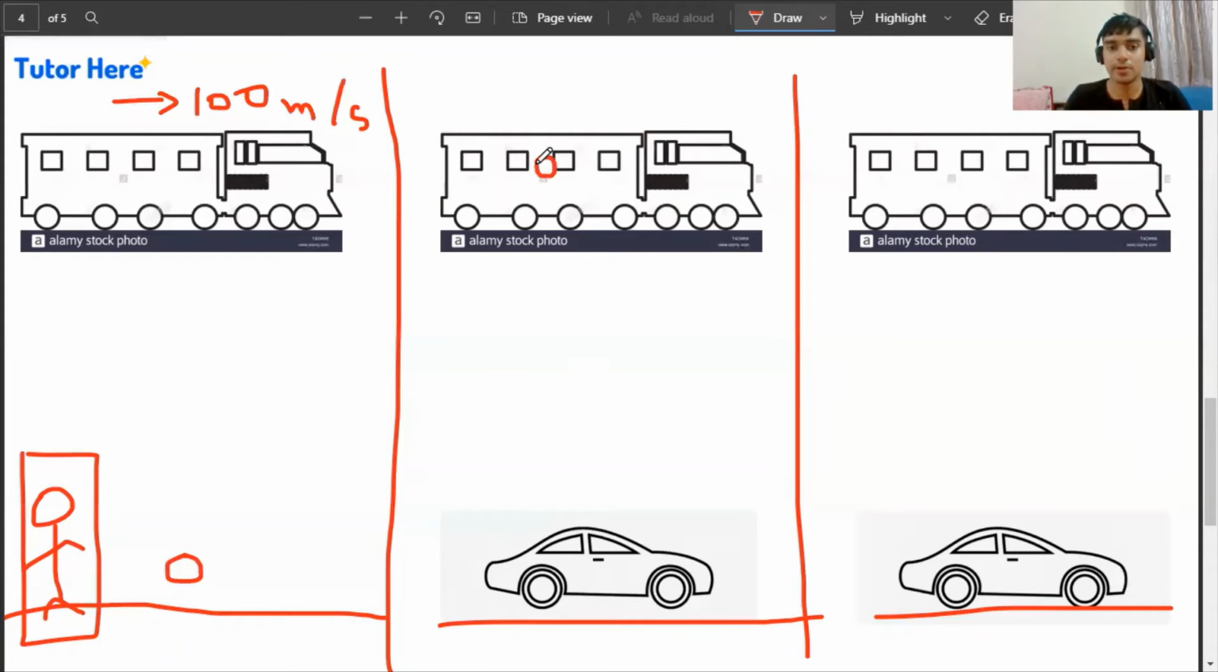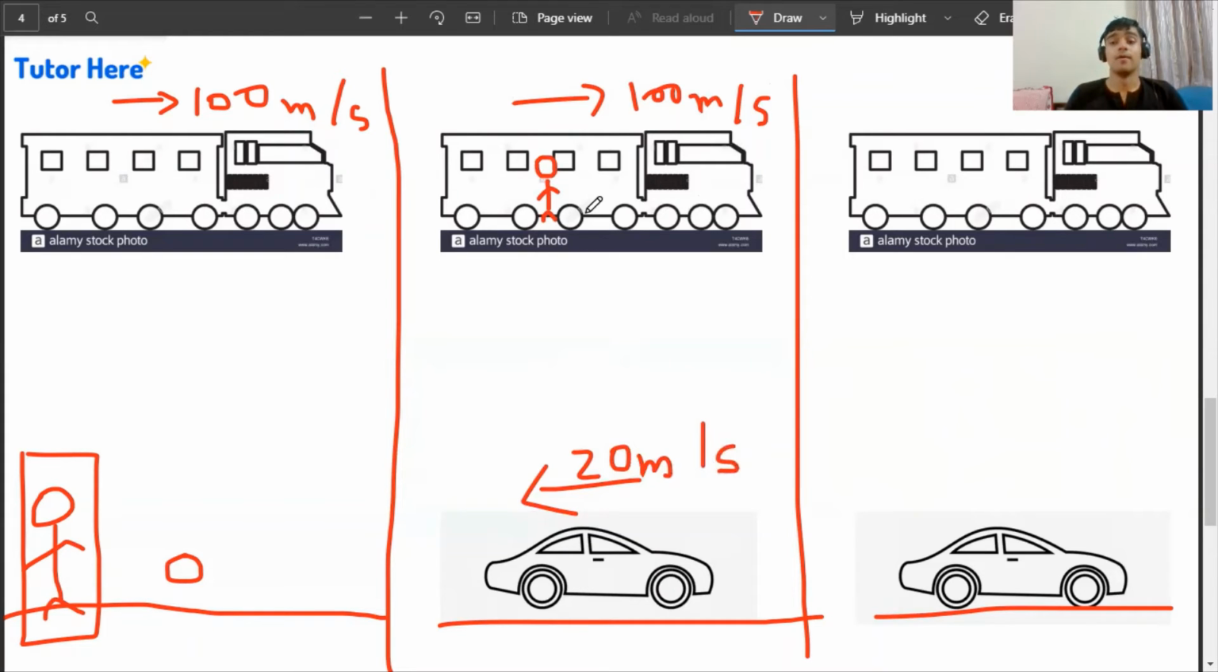Let's say you're in the train, all right? You're over here. So your frame of reference is from the train. You're again moving towards the right at 100 meters per second, okay? Let's say this car is moving towards the left at 20 meters per second, okay? Now let's again answer a few questions. Let's say from my frame of reference, if I'm sitting in the train, what is the velocity of the ground?